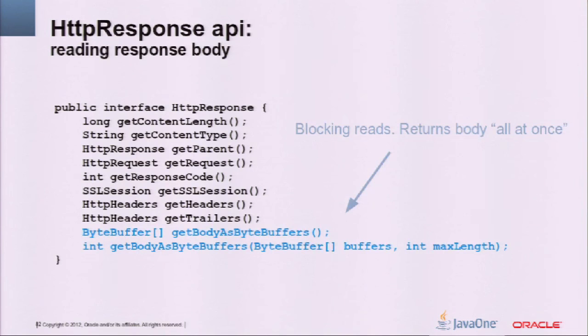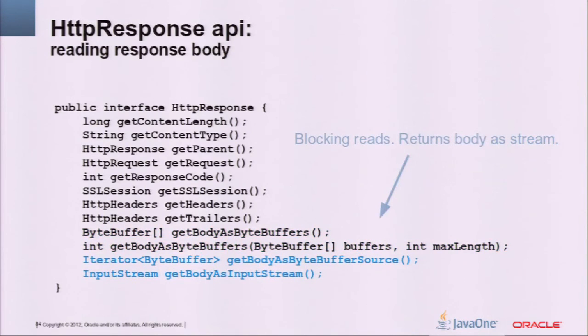And now we move on to the mechanisms that are used for reading responses. The first 2 methods we look at here are blocking reads that return the entire response all at once. Basically we have 2 getBody as byte buffers methods. There are 2 variants of that, one where the application will supply the array of byte buffers, and the second one where they would be allocated internally. Variants also exist for byte arrays. So 2 analogous methods on HttpResponse exist for reading responses into byte arrays.